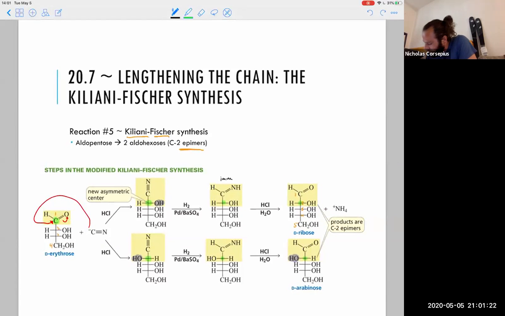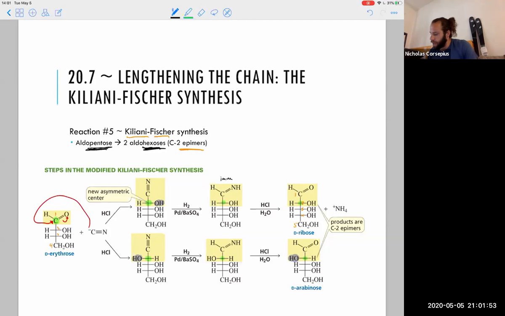All right, but again, the whole shtick of the Kiliani-Fischer is we went from an aldopentose to an aldohexose. Actually, in this case, we went from an aldotetrose to an aldopentose, but whatever. Bottom line is you can grow by 1 carbon. I think that this is specific to the fact that pentoses and hexoses are by far the most common.